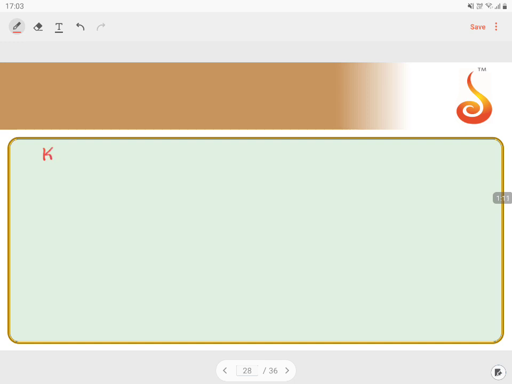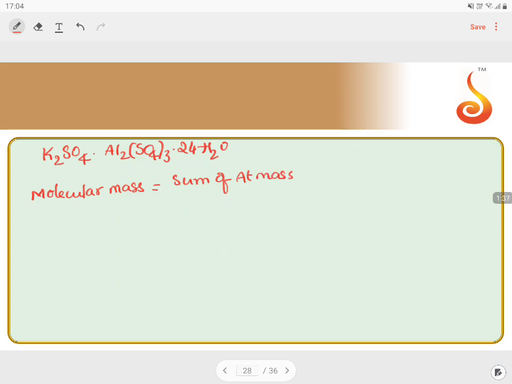Formula of potash alum, again we'll write K2SO4.Al2(SO4)3.24H2O. So the molecular mass can be given as: molecular mass is equal to the sum of atomic masses of all atoms in the formula. What will be the answer?